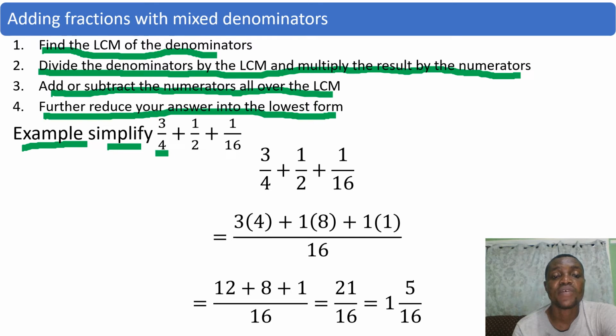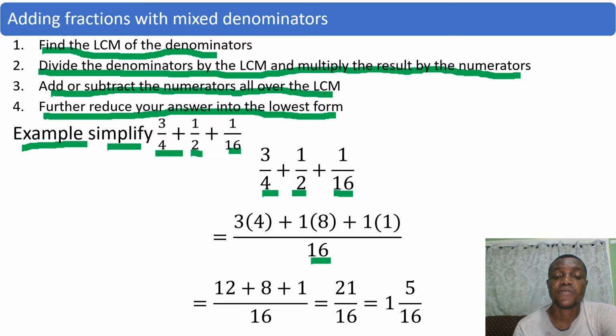Simplify 3 over 4 plus 1 over 2 plus 1 over 16. Having 3 over 4, 1 over 2, plus 1 over 16. The LCM, the least common multiple of 4, 2, and 16, will be 16. Multiples of 4 will be 4, 8, 12, 16. Multiples of 2 will be 2, 4, 6, 8, 10, 12, 14, 16. Multiples of 16 will be 16. So the common and the least one is 16. So the LCM is 16.